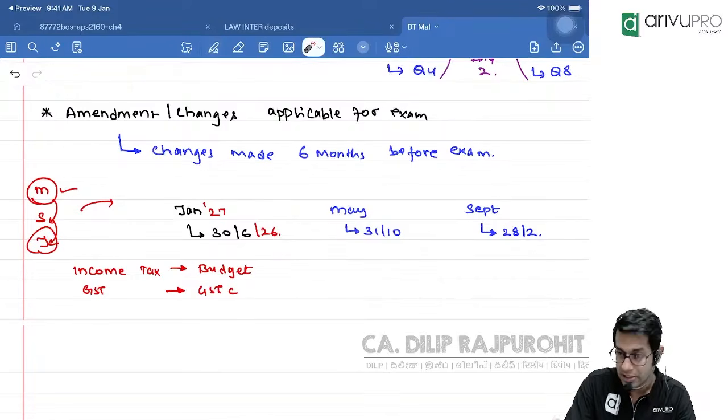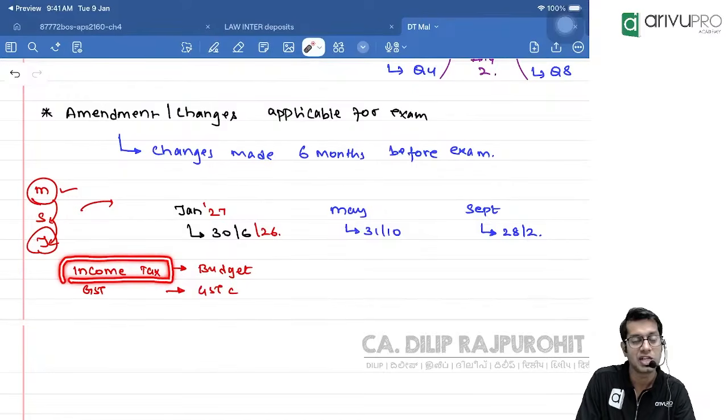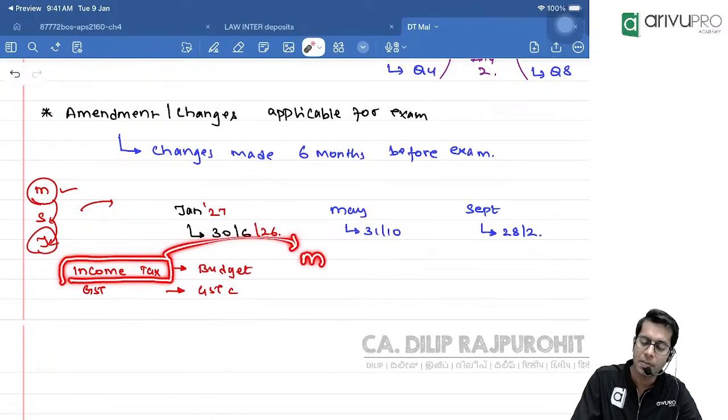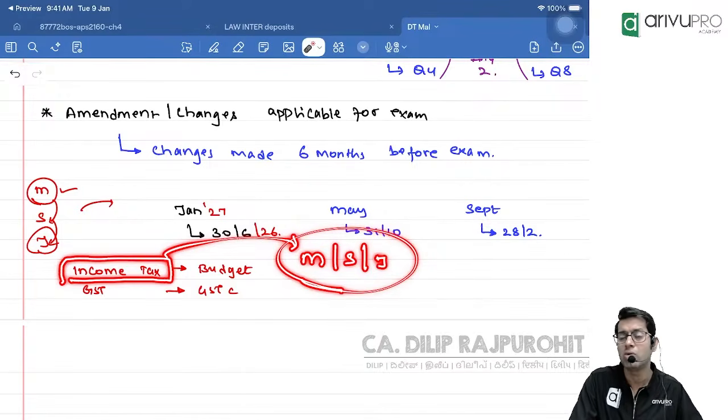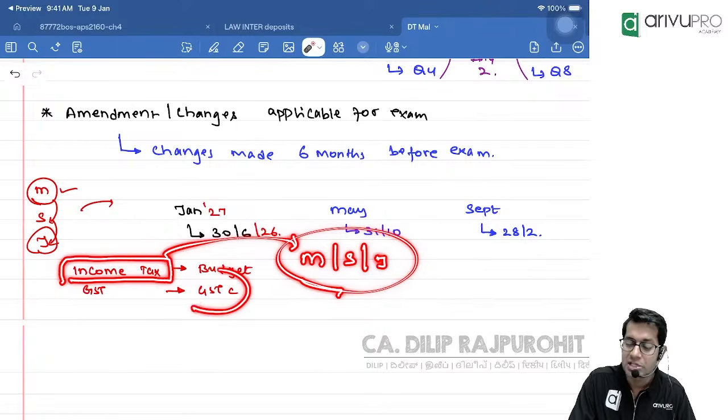Now, because of this reason, income tax changes happen only once in a year. So if you are studying income tax for May, you don't have to study income tax again for September or January examination. Study in the sense you don't have to watch any amendment video normally, because there will be no changes. Whereas GST, the law will not change at all.